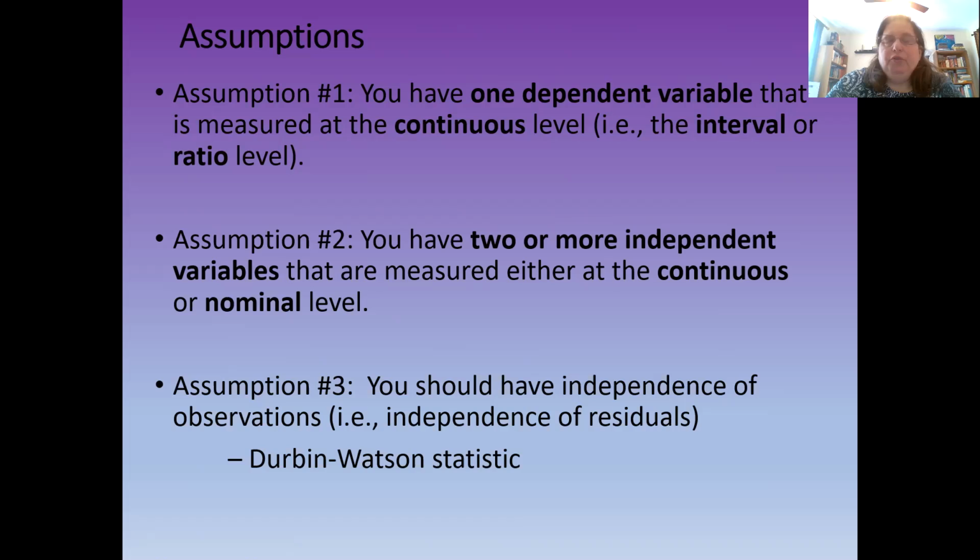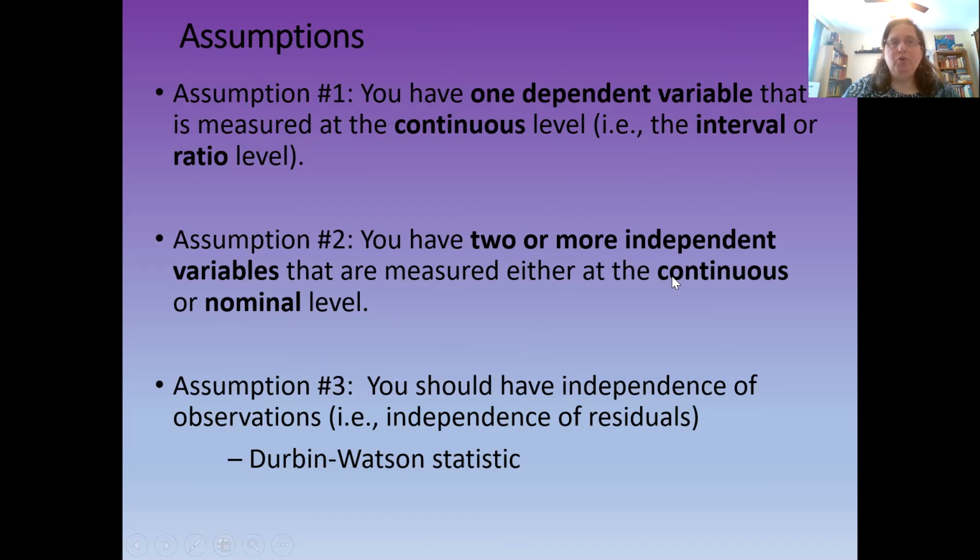Let's talk about the assumptions real quick. Remember, I'm not going to have you run assumptions, but I would like you to be familiar with the basics of what they are. You have to have one dependent variable that's measured at the continuous level, either interval or ratio. If you have an ordinal one, there's a different regression for you, but not this one.